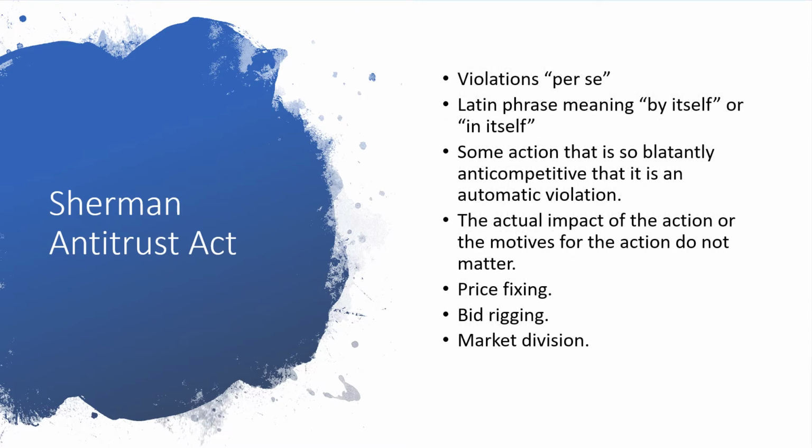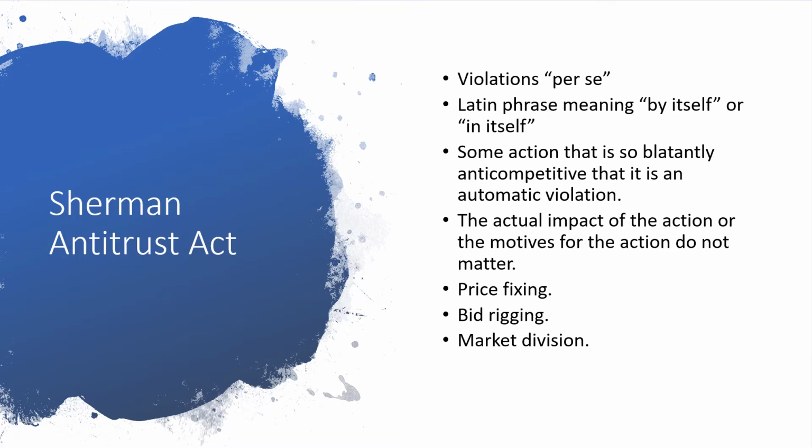There are two kinds of violations with the Sherman Act. One type is called a per se violation. A per se violation is so clearly anti-competitive that it's an automatic violation. The actual impact and the motive don't matter. Here are three examples of per se violations.